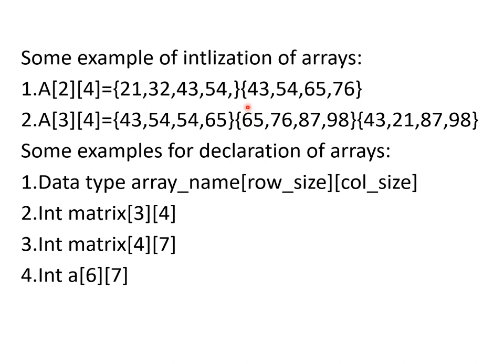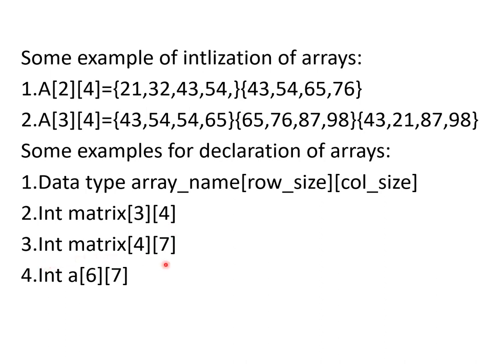Let us see some examples of initialization and declaration of arrays. In initialization of arrays: array name, row size and column size. Here we have to represent the elements. It will take 4 rows and 2 columns. Some examples of the declaration of an array: data type, array name, row size and column size. Int is the data type, matrix is the array name, 3 is the row size and 4 is the column size. It will take 3 rows and 4 columns.